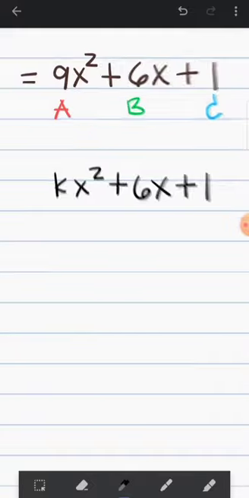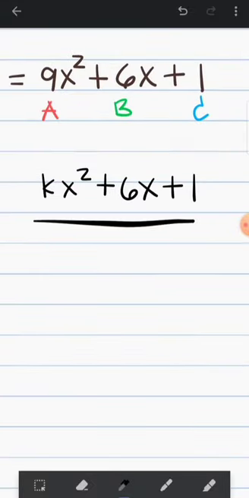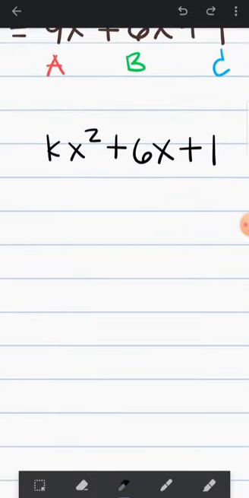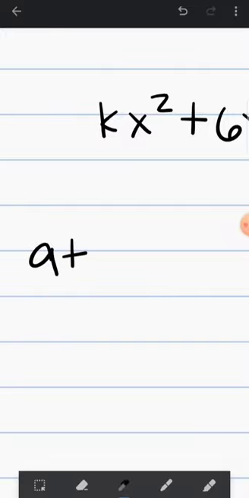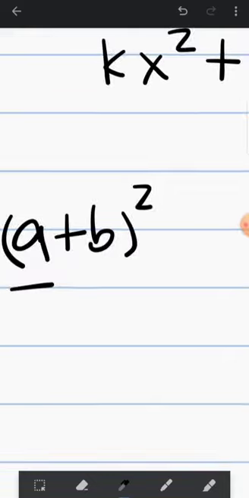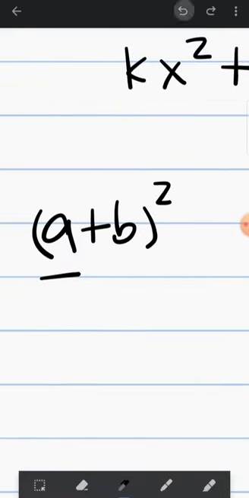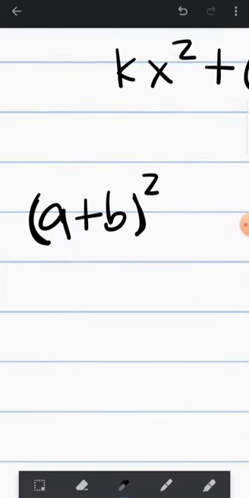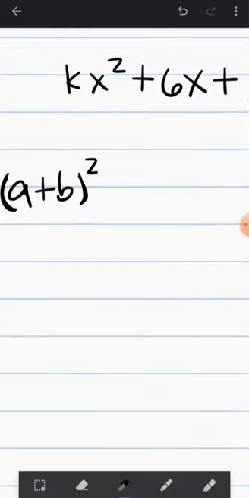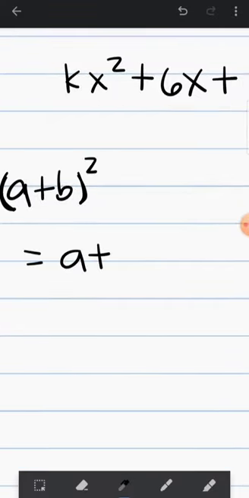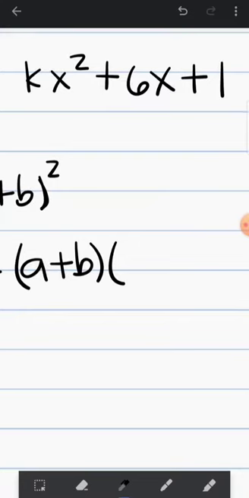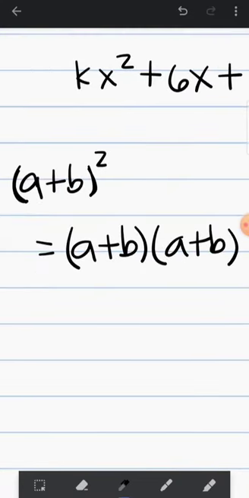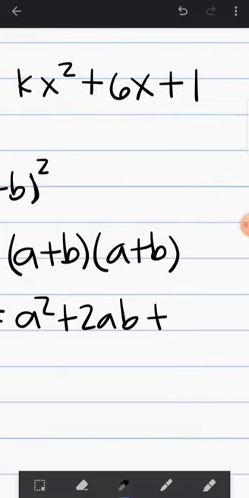Since we know that this is a perfect square, certainly it should follow this form. If we have a plus b squared, so this is a term added to another term, and then squared, that's a plus b times a plus b. So that's a squared plus 2ab plus b squared.